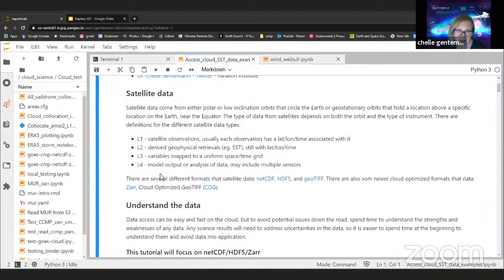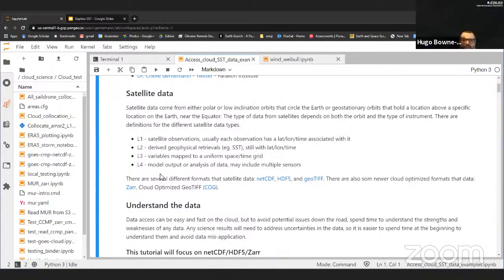Level 2 data is where you take that data and actually derive geophysical retrievals from it. So the ocean temperature or winds or whatever you're looking at, chlorophyll, still with lat long and time associated with each data point. Level 3 is mapped to a grid that's uniform.